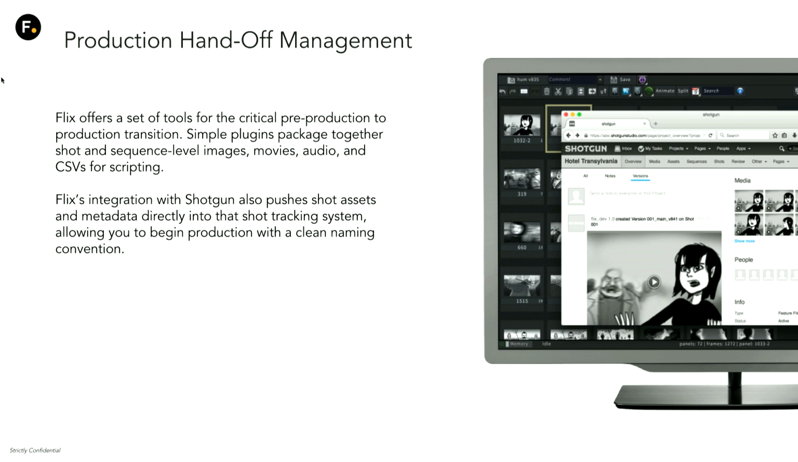So when you're ready to move from pre-production to production and need things to not be a chaotic mess because it's time to actually start animating, Flix will package everything up into nice, neat, organized bundles. You can put it directly into Shotgun. It can put it into a directory so your TD can grab what they need and put it into any other management system. Up to you.